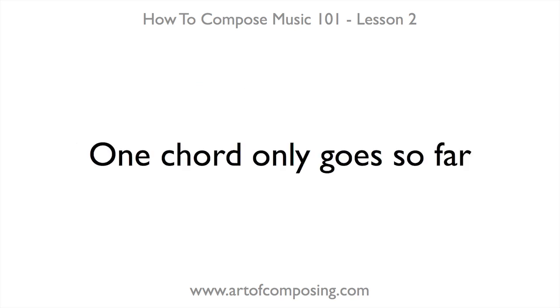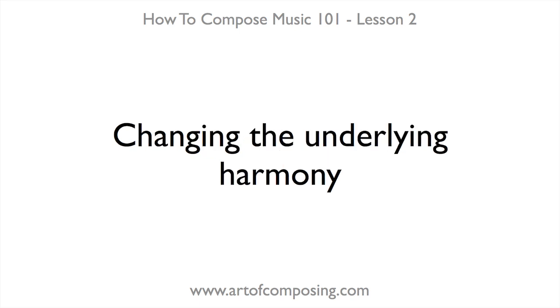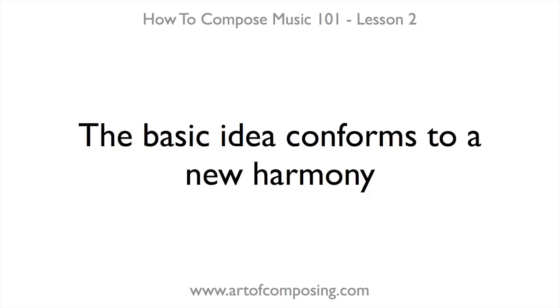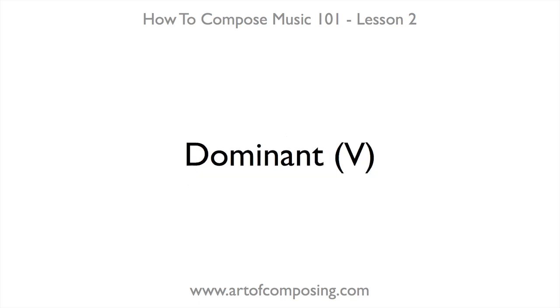You'll notice that outlining one chord limits what you can do with that basic idea. That's why today we're going to look at changing the underlying harmony while still keeping the character the same. Listen to this example of a basic idea. The first two bars are written in the home key, just as we learned in Lesson 1, but the second two bars are written over a new harmony. This specific example changes the underlying harmony to the second most important harmony in tonal music, dominant.